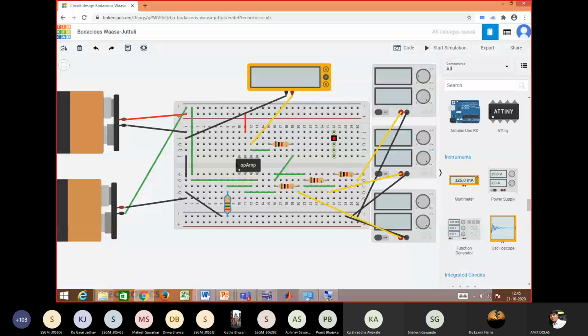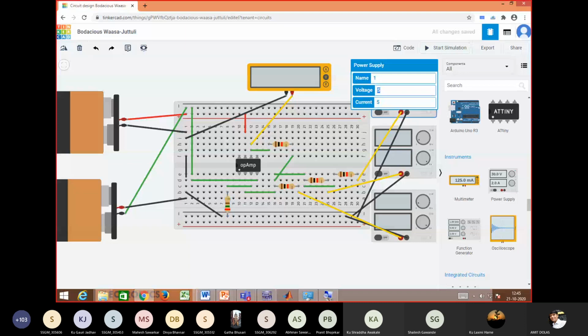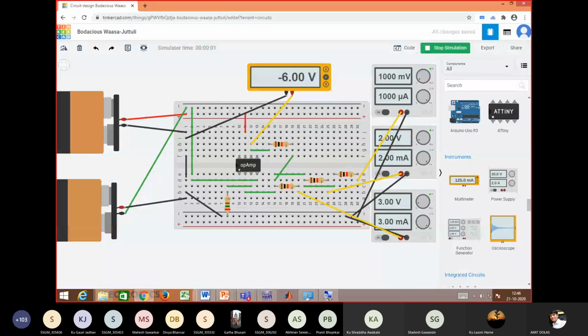Let's simulate it. It is showing minus 8.34 volt. So the result is somewhat different from what we are expecting. Here 5 volt has come, so the first one has not become 1 volt. So this is 1 volt, we'll check it out. Second is 2 volt and third is 3 volt. So now you can see minus 6 volt is there on the voltmeter.